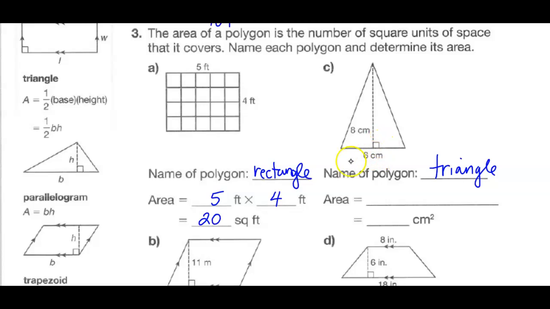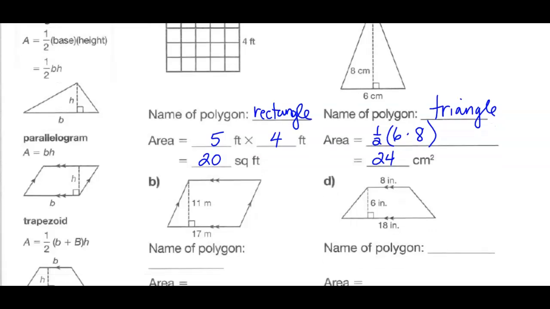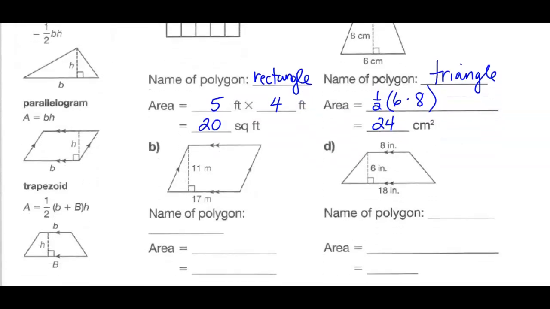And area is 1/2 base times height, or base times height divided by 2. Really depends on how you like to work with it. So base times height, I tend to use a dot rather than an X so it doesn't get confused with the variable. So 6 times 8 is 48, times a half is 24. And again, units for area are centimeters squared, just like last year, year before, all that. Been doing it for a while.